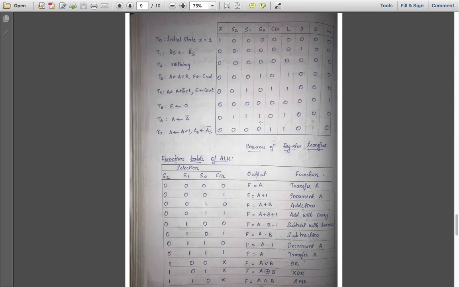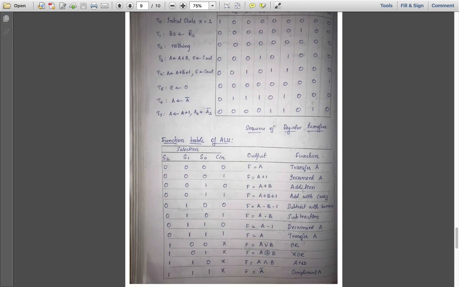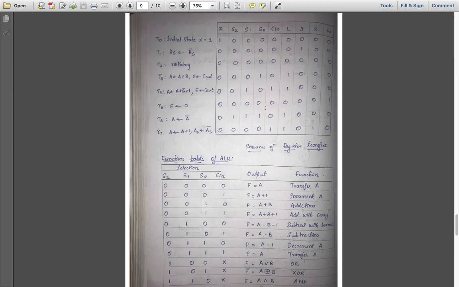So now you understood how the sequence of the register transfer is denoted in this table. It is by looking into the function table of ALU. So it is necessary that you study the function table of ALU by heart. Only if you study this function table will you be able to design. You don't actually have to study the sequence of register transfers by heart. It is the function table you have to study. Based upon the function table you are filling the values for all these.